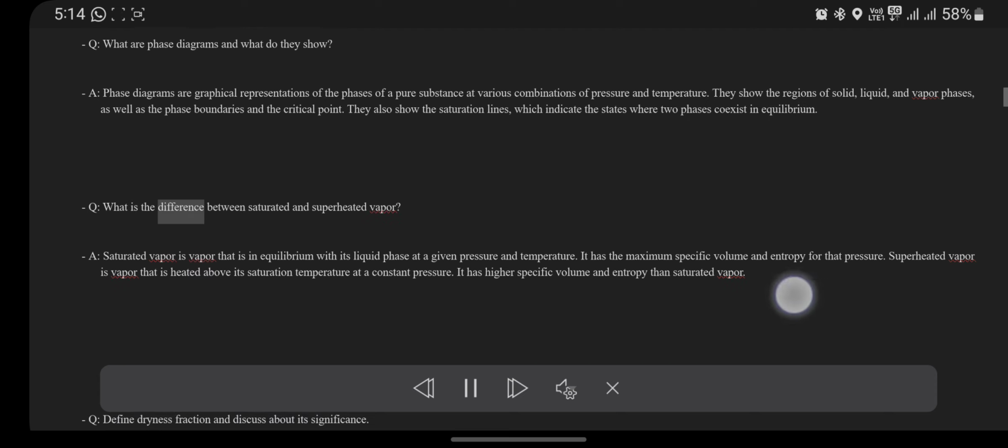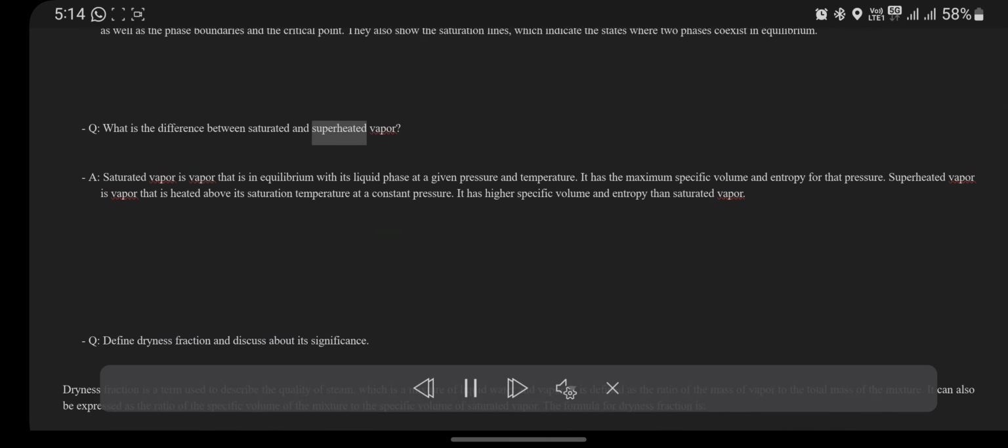Question: what is the difference between saturated and superheated vapor? Answer: Saturated vapor is vapor that is in equilibrium with its liquid phase at a given pressure and temperature. It has the maximum specific volume and entropy for that pressure. Superheated vapor is vapor that is heated above its saturation temperature at a constant pressure. It has higher specific volume and entropy than saturated vapor.